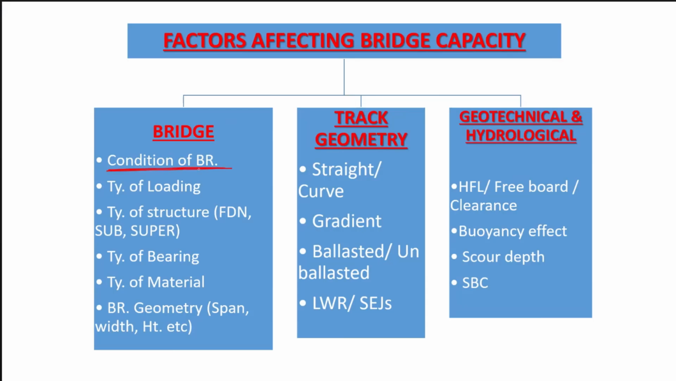Many of the factors depend on the visual condition of that type of loading, which we will discuss in our slide. Type of structure, foundation, substructure, superstructure, type of bearing, material, bridge geometry, span, width, etc. Similarly, track geometry: whether it is on a curve or gradient, ballasted, unballasted, LWR or SEJ. Similarly, we also require geotechnical or hydrological details like HFL, freeboard, clearance, buoyancy, cover depth, etc.